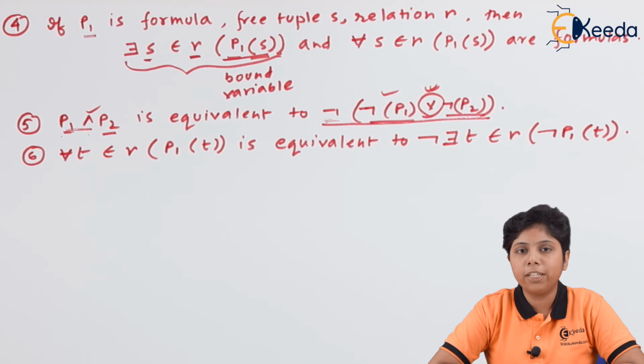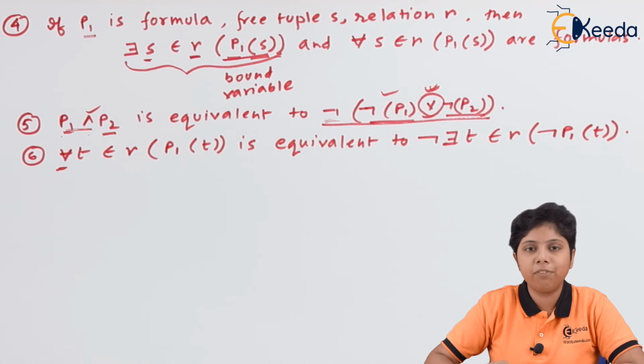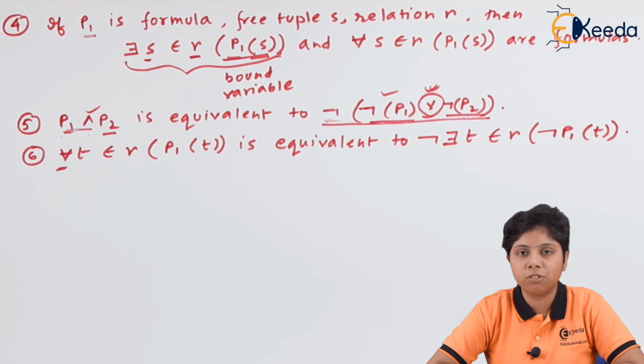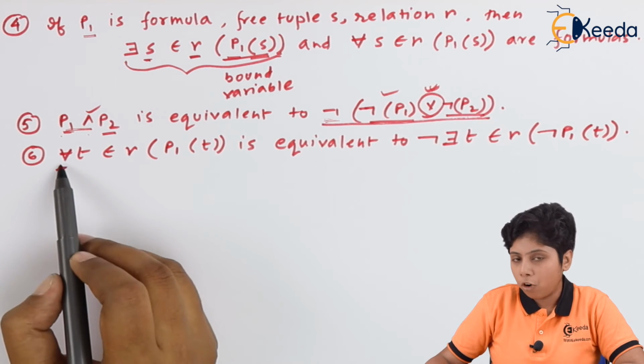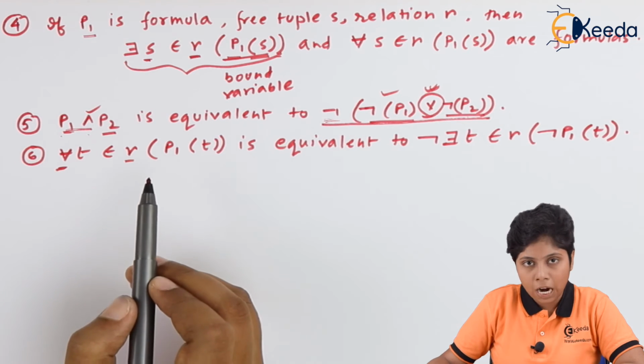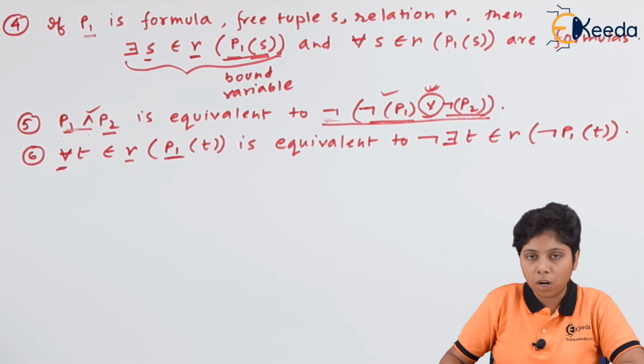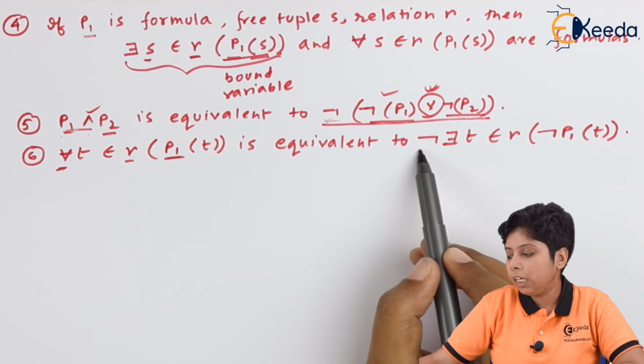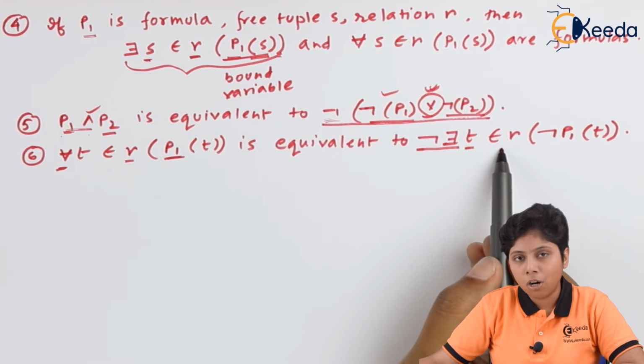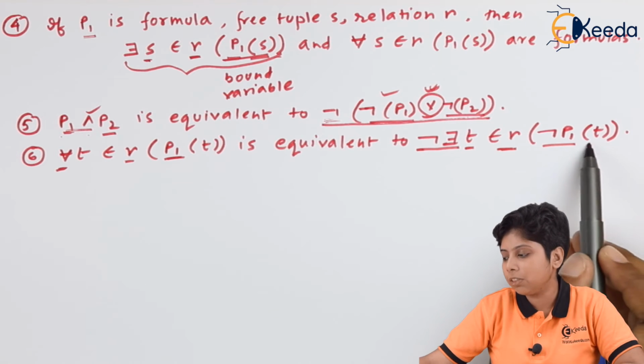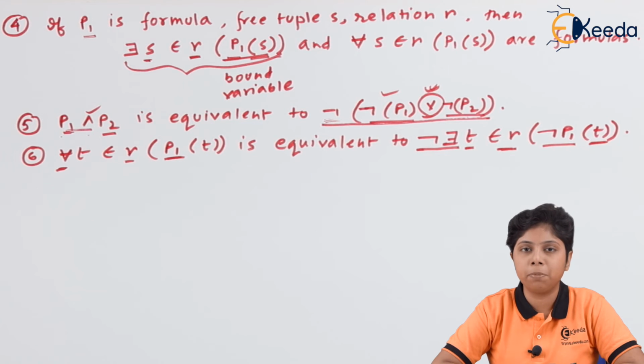Now we will discuss the there exists and for all operators. There exists means there is a tuple that belongs to a relation, which can be one or more than one. Now the for all operator defines that all the tuples that belong to the relation support this predicate. Now what I am saying is, for all tuples that belong to the relation R and satisfy the predicate P1, is equal to saying that there does not exist a tuple in relation R which does not satisfy the predicate on tuple T.